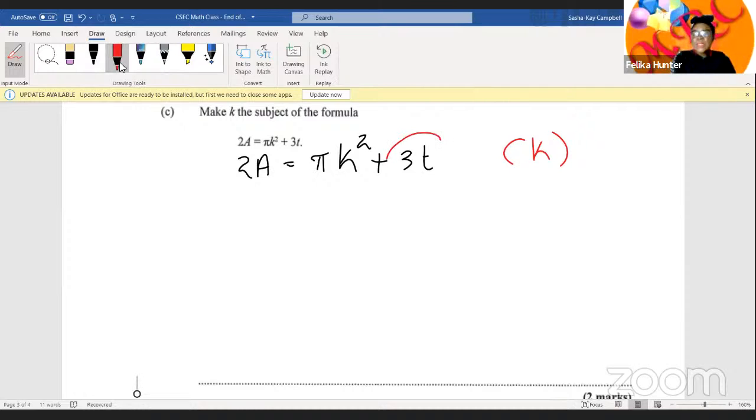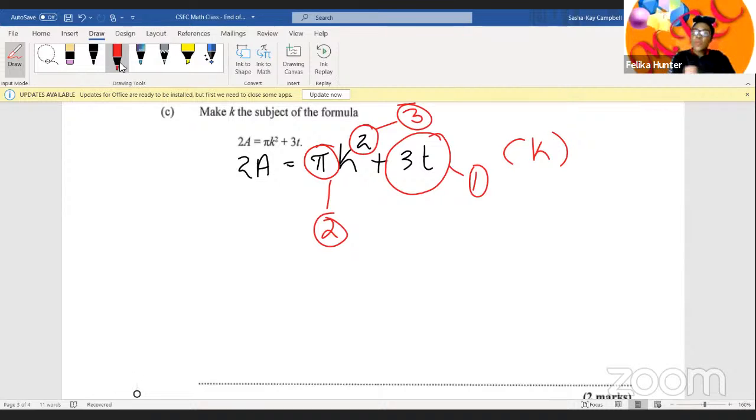What happened is that 3t is further away. You can remove 3t first, so that's the first move. Then you can remove pi, that's the second move. Then you can remove the square, that's the third move. See the steps? So we're going to remove 3t first, we're going to remove pi, and we're going to remove the square. And if you look at it, we're removing what is added first, then what is multiplied, and then we're removing the power last. All right, so let's go with it.